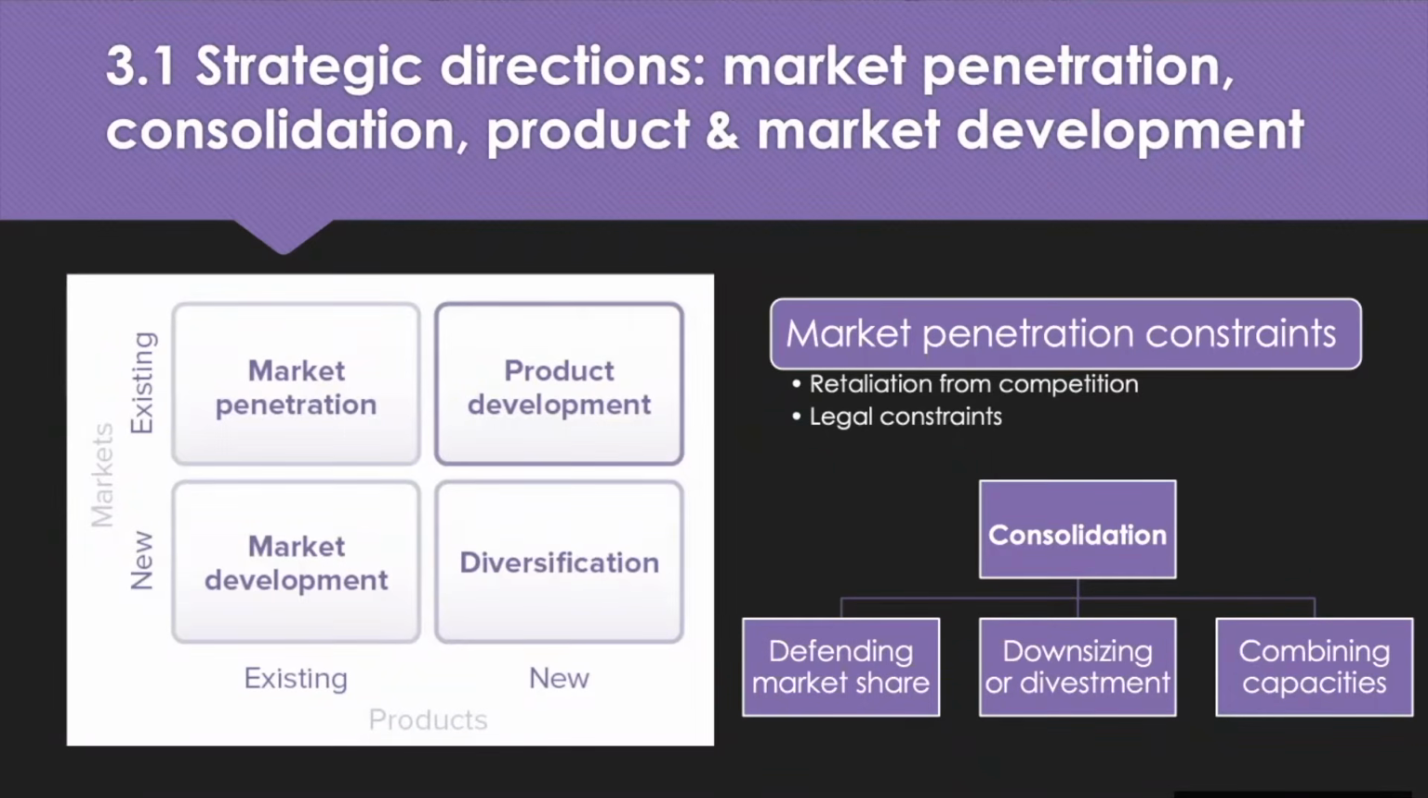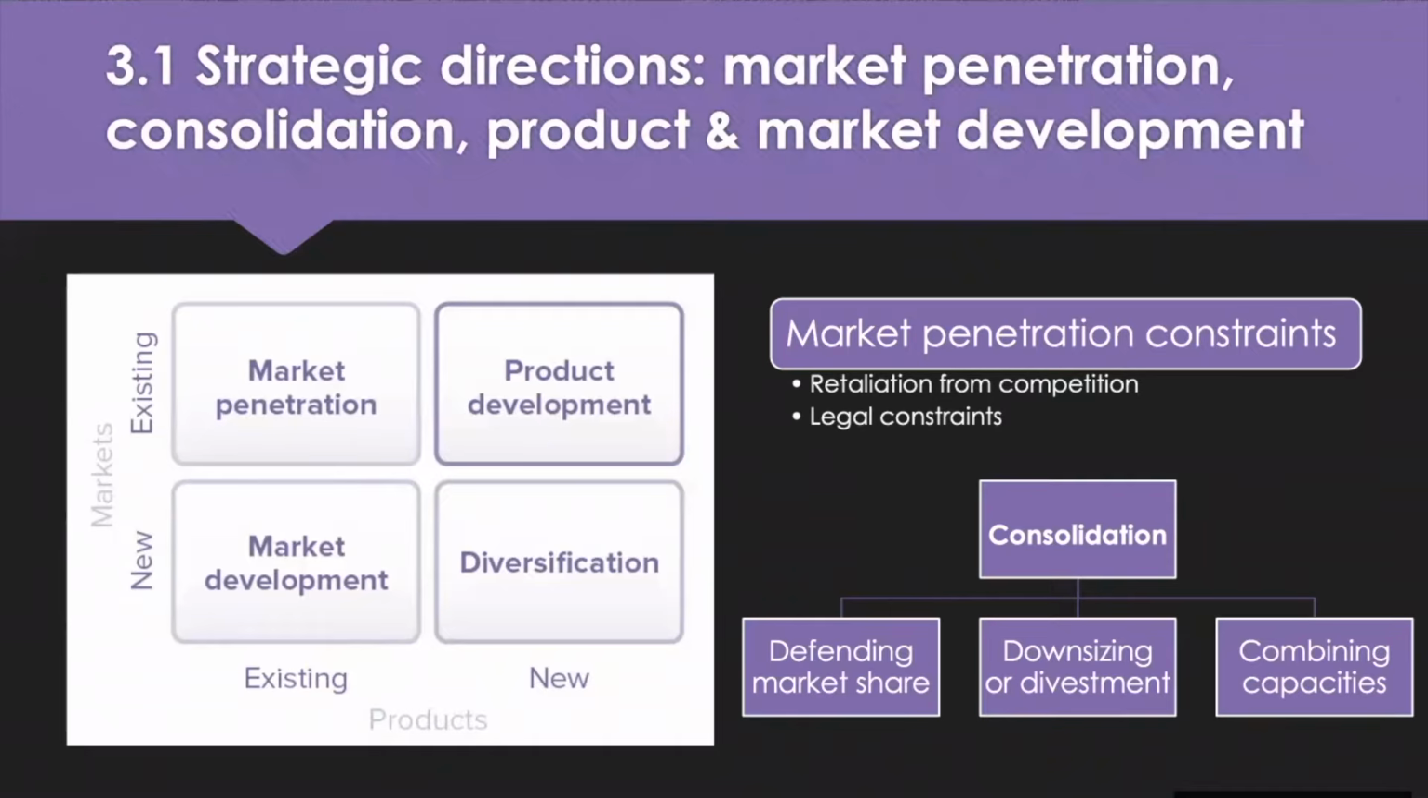Now, if you look at the right-hand side, we're just looking at market penetration constraints just for a second. So these are the existing markets with the existing products. Now, why might people do market penetration? It could be because they want to retaliate against competition, or because they've got some legal constraints. So from a retaliation perspective, it could be that there's increased rivalry from a competitor and you want to try and defend your market share.